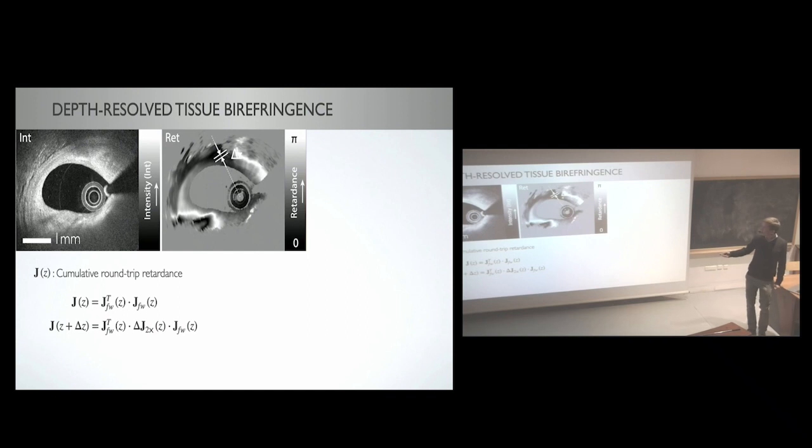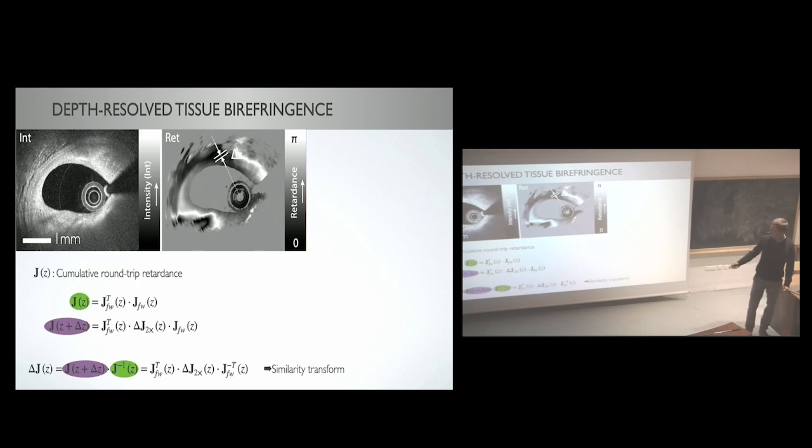What we want to get at is to look at a small segment here, a small incremental depth delta z. At one given depth, we have this round-trip signal. And at the increased incremental depth, we now have, in addition to this forward matrix, a small round-trip matrix through that thin tissue layer. If we simply take the inverse matrix product of these two terms, we obtain a similarity transform of this round-trip matrix.